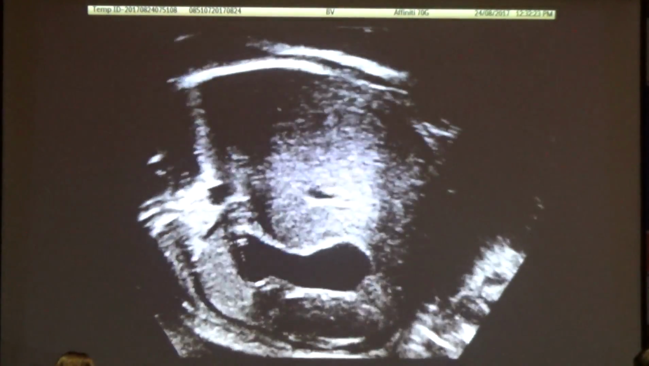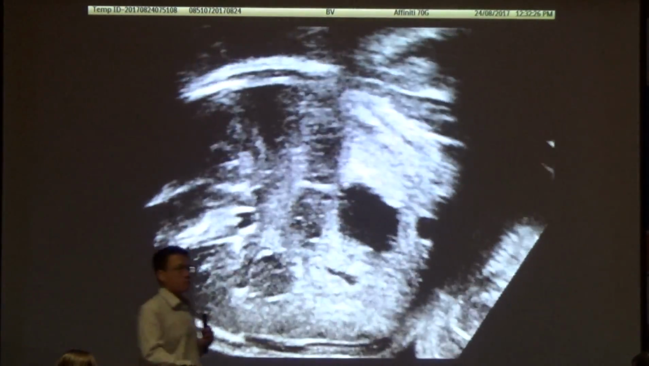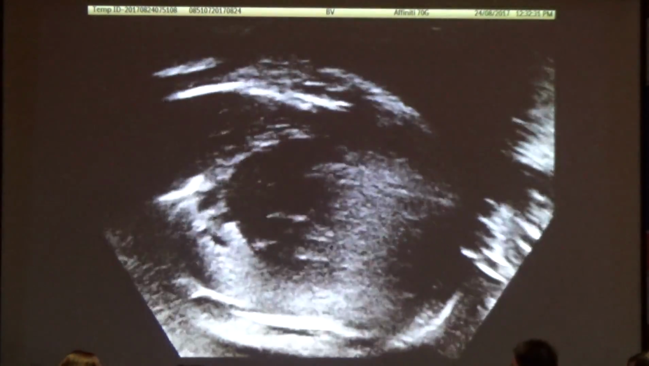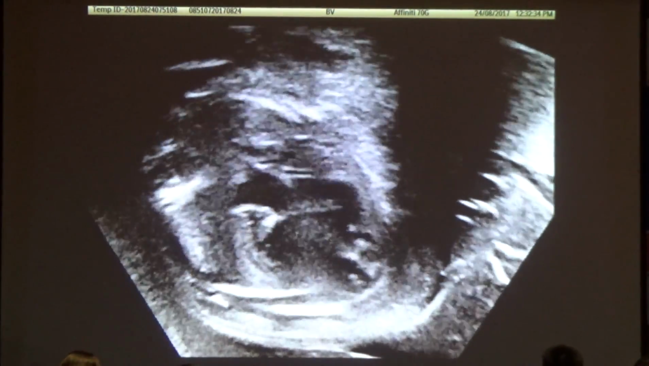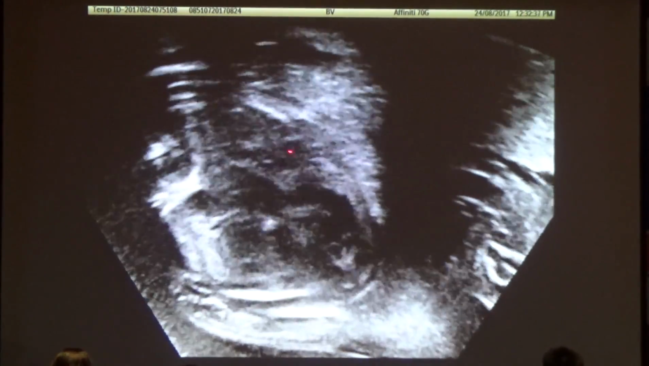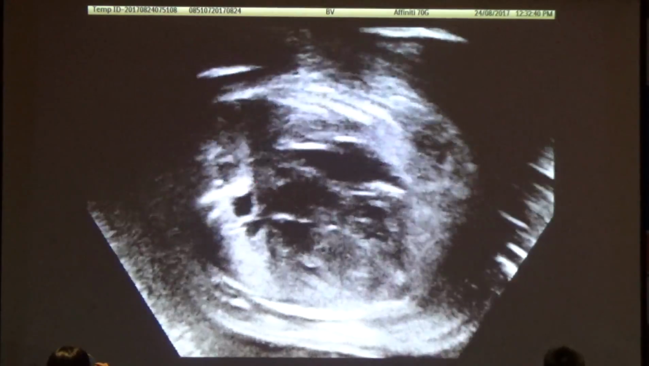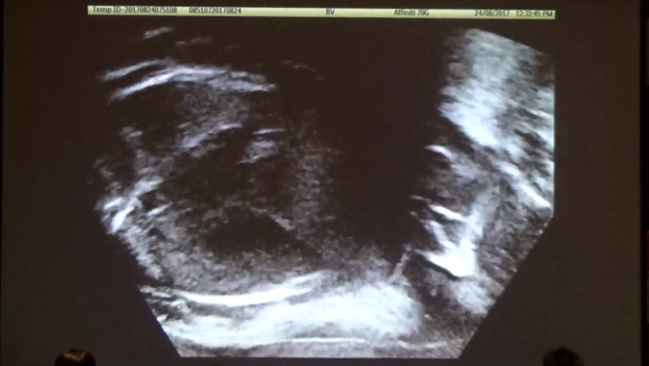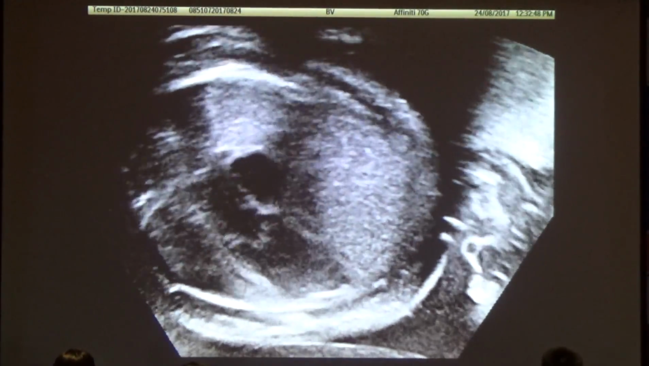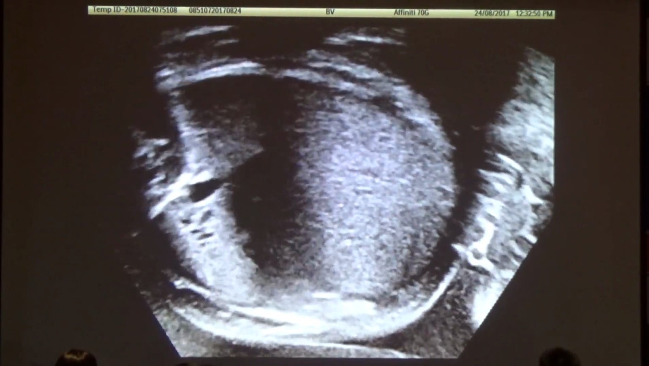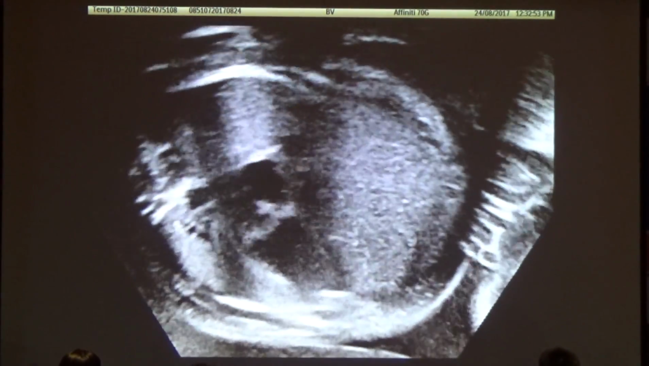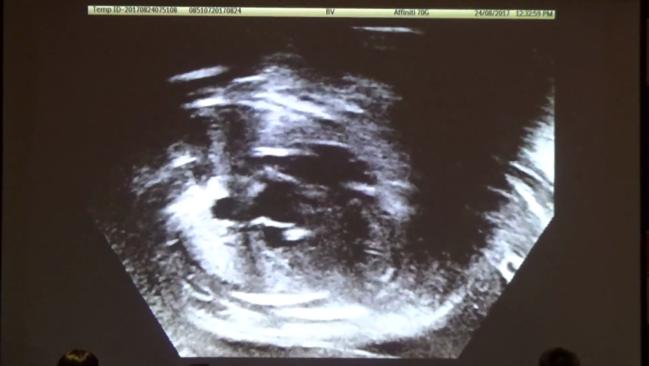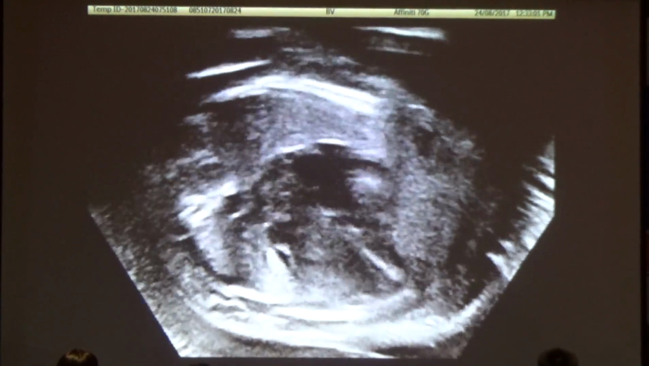That's the stomach. That's the bladder. That's the stomach. Oh, a heart. Okay. No. Whatever the question was, the answer is no. Okay, so here's a four-chamber view, right? Okay.